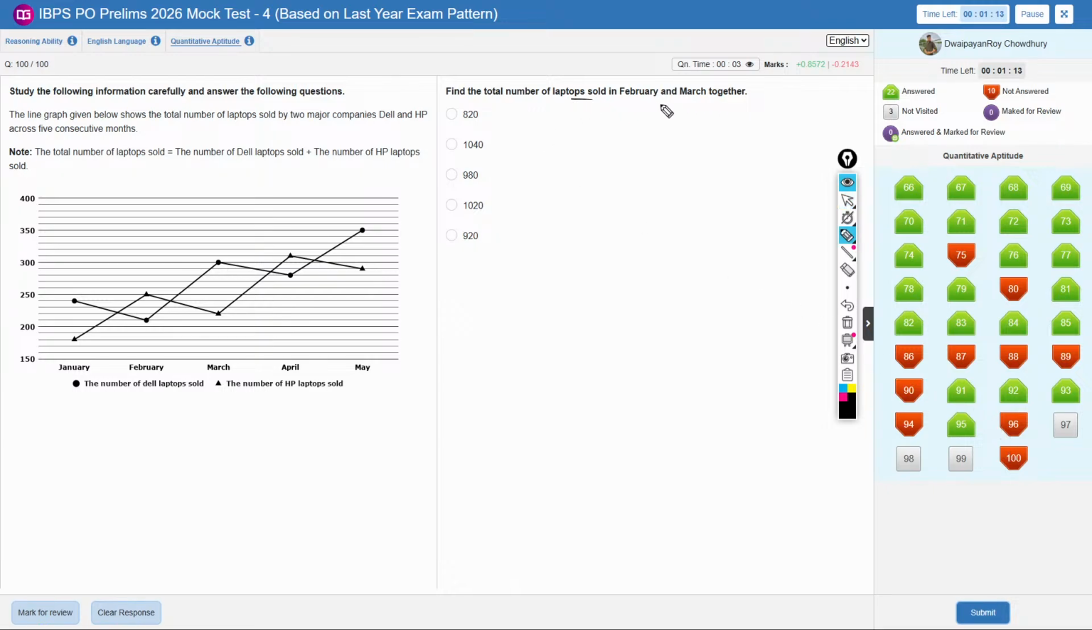How many laptops in February and March together? So total number of February, it's 210. So 220 and 300. February and March, okay, together, right? So it's 210, 250, 460, 460 and 520. So 980.